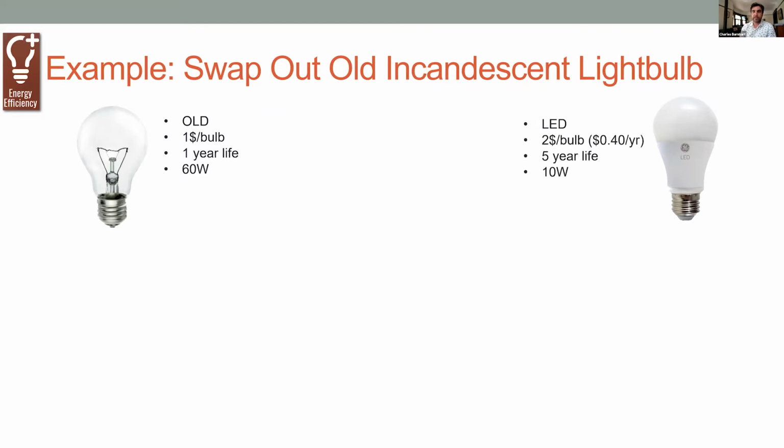Here's an LED light bulb. It's twice as expensive, $2 per light bulb, but it lasts 5 years. And so the annualized cost without getting into discount rates is 40 cents per year. So I assumed a 0% discount rate, right? So I just said $2 divided by 5 years is 40 cents per year. And it burns 10 watts to operate.